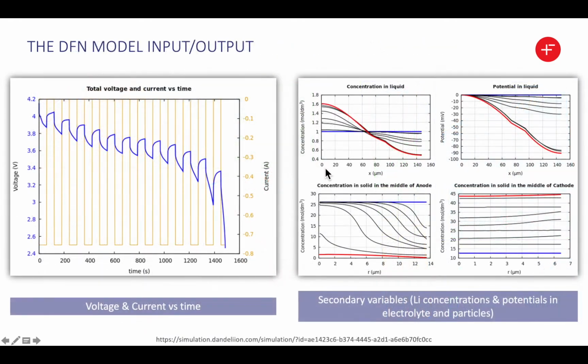So once you parameterize your model properly, then you can use the TFN model. As an input, you need to pass the time-dependent current, shown in orange, and as an output you will get the voltage. In addition, you will get some other properties like concentration and potential in the electrolyte and concentration in solids. So this even gives you a detailed picture of what is happening at that level.